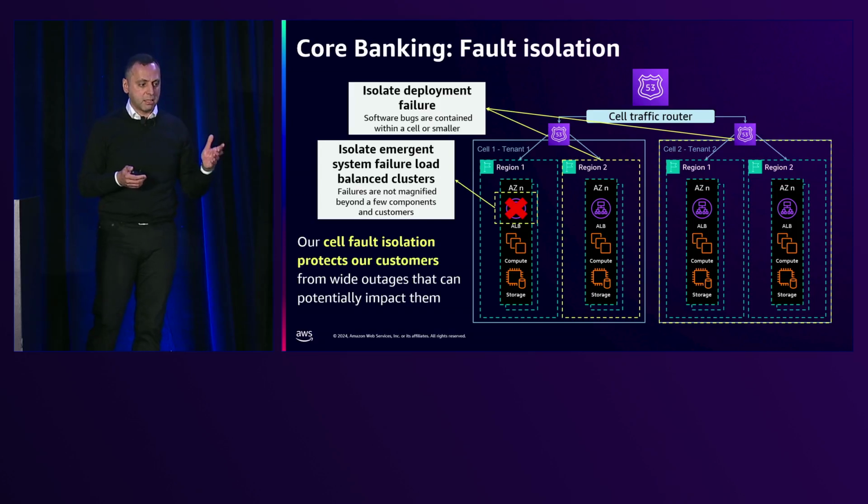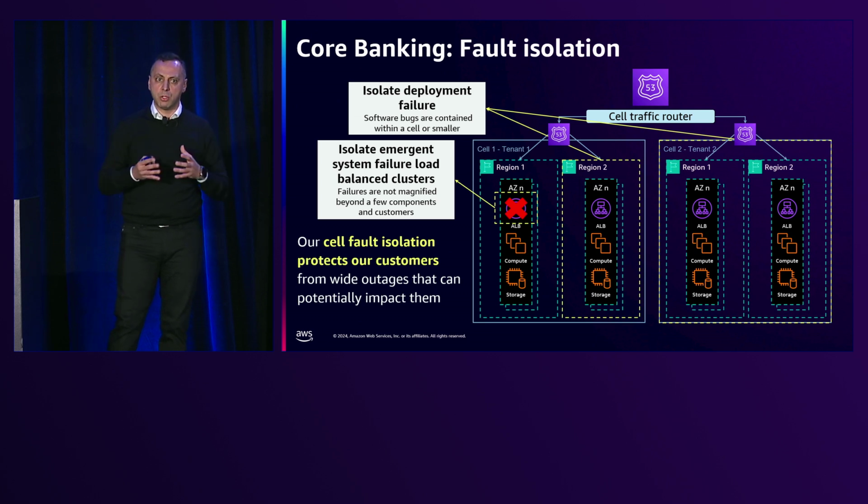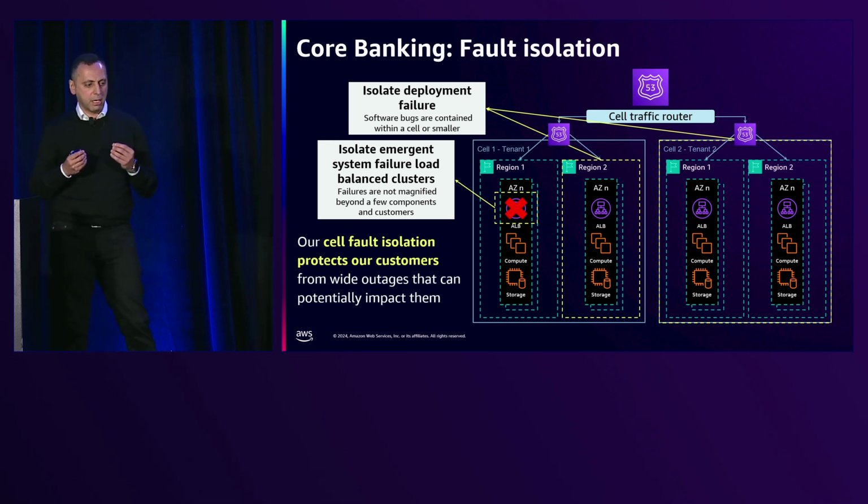The other side is isolating emergent system failures, which at a cell level, because we're operating across regions, across multiple AZs, when we have failures at that level, we're able to also switch traffic to multiple AZs so we could make sure that that issue or that deployment failure, failure within the AZ is contained, again, to that one customer in that one boundary.